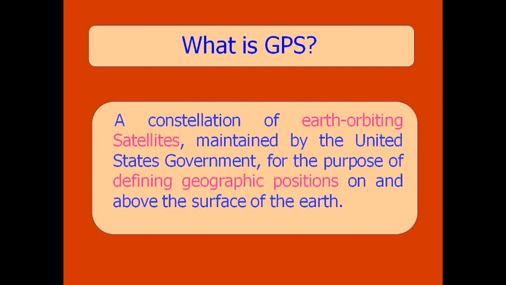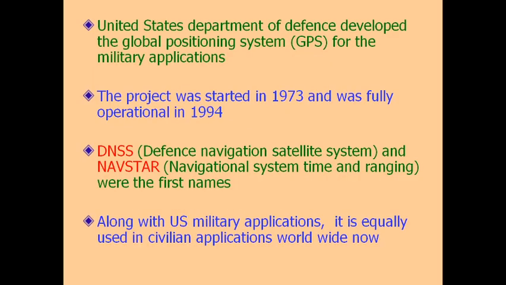If you look at the history of the Global Positioning System, the project was started by the United States Department of Defense in the year 1973. Even though it was started in 73, the project became fully operational and completed only in 1994. It took almost 20 years to be completed, such a vast project. The first name given to the system was DNSS, Defense Navigation Satellite System. Primarily, it was aimed for military and defense usage.